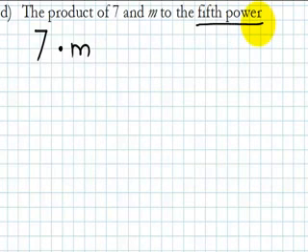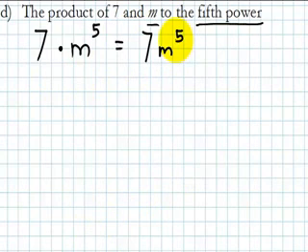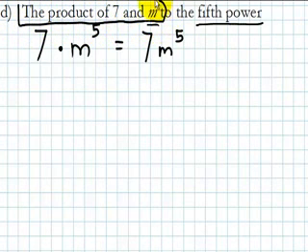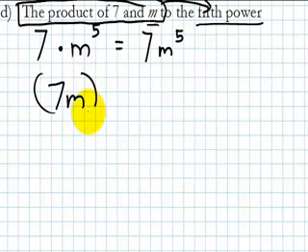Now, we have to figure out what's being taken to the 5th power here. Is it the m? Well, if that's the case, then m to the 5th power looks like this. And you can simplify 7 times m to the 5th power as 7m to the 5th, like that. But wait, what if they're doing the product of 7 and m, to the 5th power? What if the entire product of 7m is being taken to the 5th?